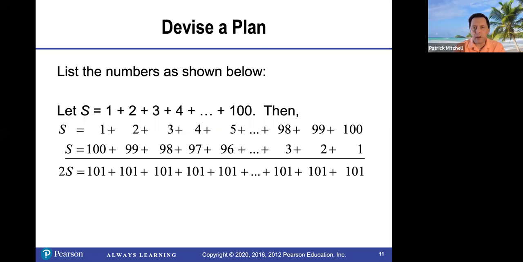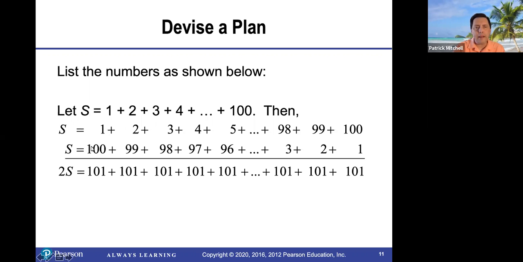So I want to talk you through this. If we call the answer S, S is the sum 1 plus 2 plus 3, and so on, up to 100. We'll write it here on this line. S equals 1 plus 2 plus 3 plus 4, up to 100. And then if we write those same numbers in reverse order, 100 down to 1, something kind of cool happens.